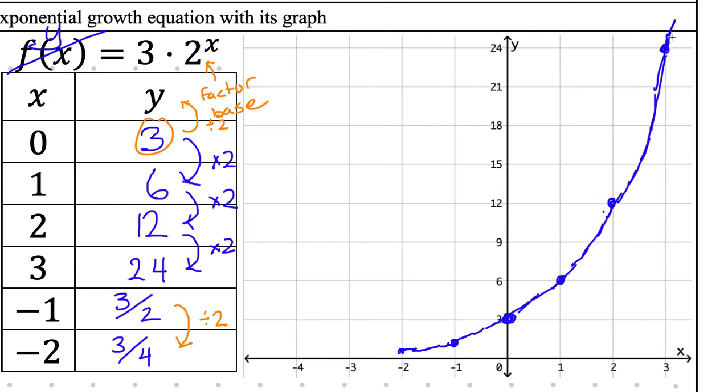And then we don't end at this point 3, 24. It keeps going. So it keeps going up and up and up. So I'll do an arrow on the top right saying, hey, I continue on and on and on in that direction. And I go on and on to infinity really, really fast. This is getting faster and faster and faster.